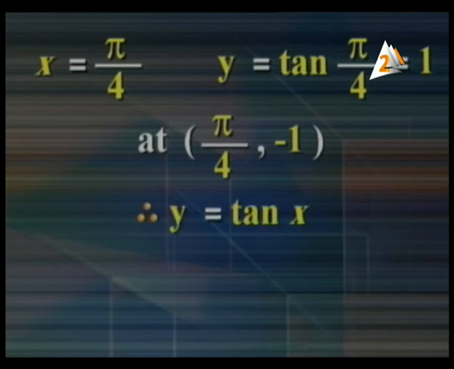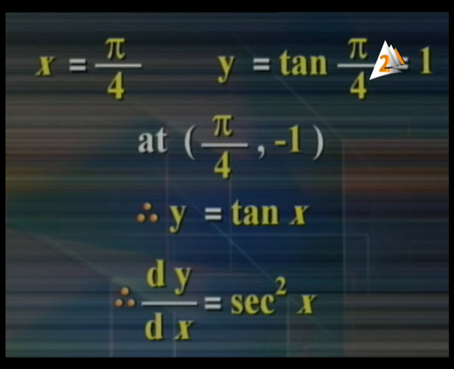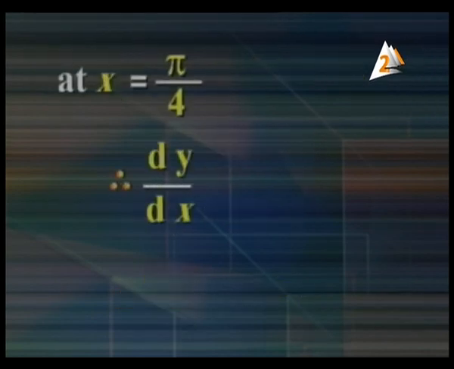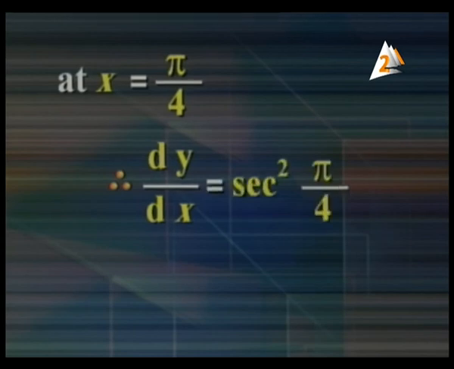When y = tan x, we have x = pi over 4, y = tan pi over 4. What is tan pi over 4? tan 45 equals 1. This point is (pi over 4, 1). Since y = tan x, dy/dx = sec^2 x. Therefore, at x = pi over 4, dy/dx = sec^2 (pi over 4) equals 2. The slope equals 2, m equals 2.